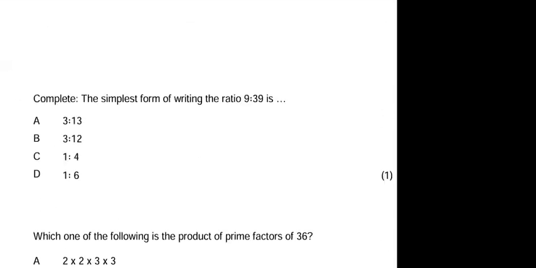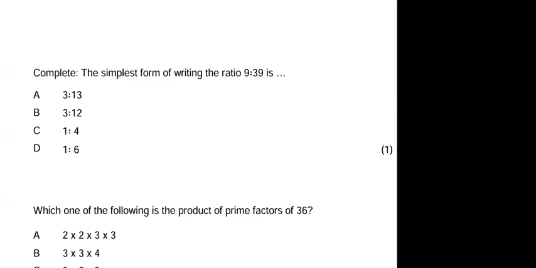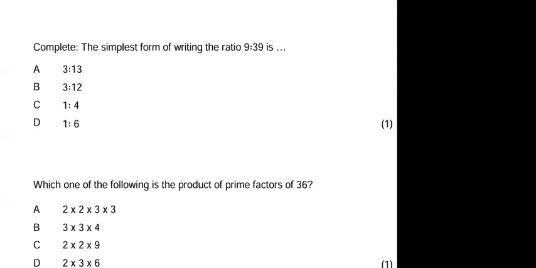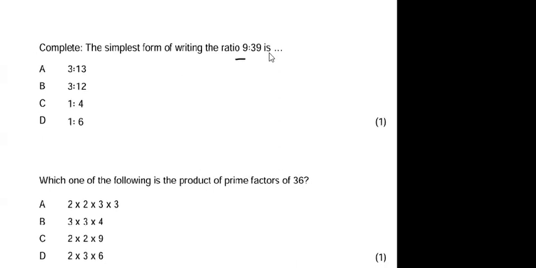Complete the simple form of writing the ratio. So we have 9 to 39. There's no simple form for 9 to 39, so what we need to do is break it down. Find a number that can go into both 9 and 39. So 3 can go into both of them. 3 into 9, that's 3 times. And 3 into 39 is 13. So it's 3 to 13.